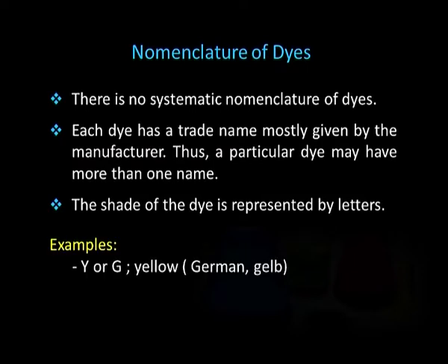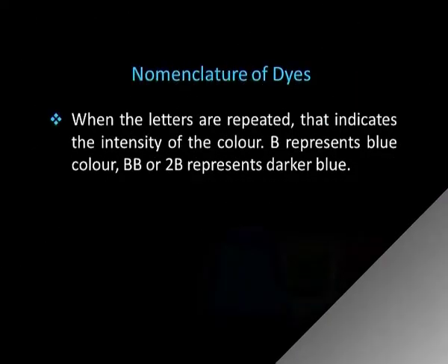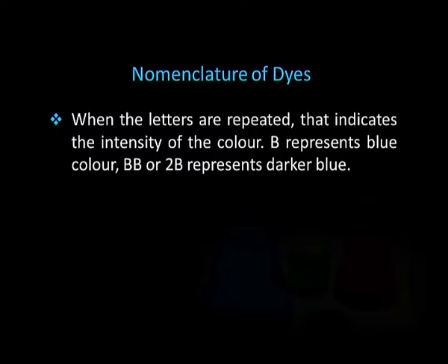For example, the alphabet Y or G stands for yellow. The German word gelb actually means yellow, and G has been taken from there. R stands for red. The German word rot means red, and B stands for blue, which has come from the German word blau. When the letters are repeated, that indicates the intensity of the color. For example, if B is representing blue color, BB or 2B represents darker blue.